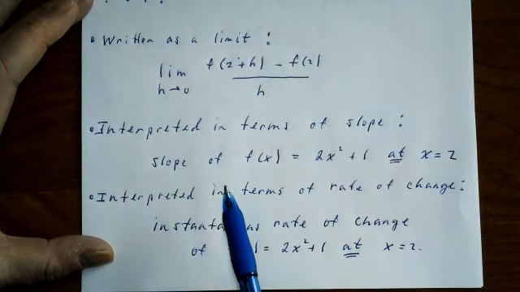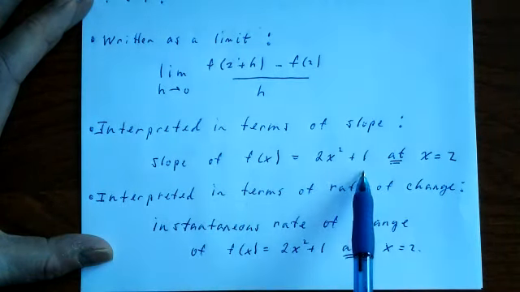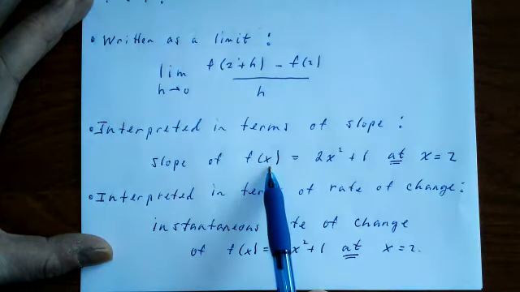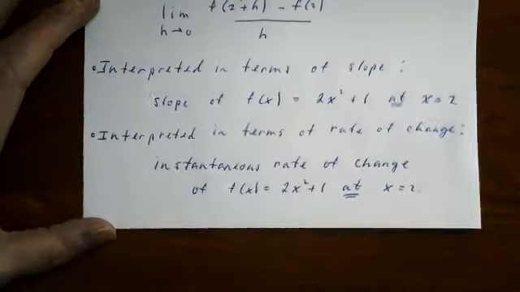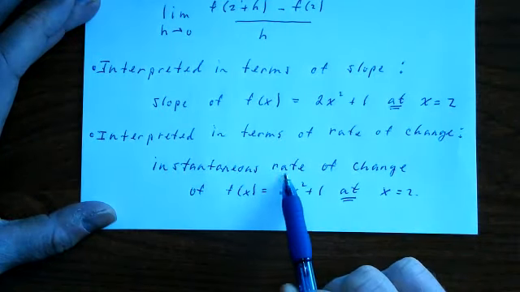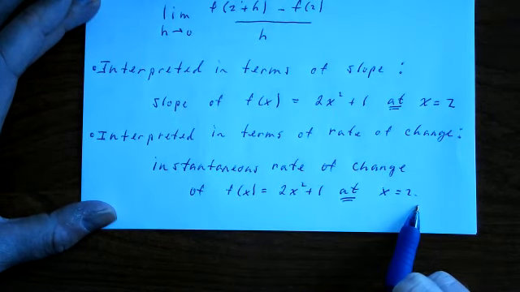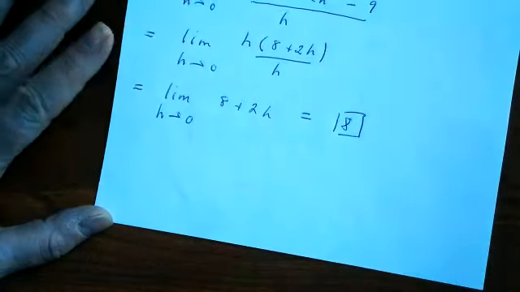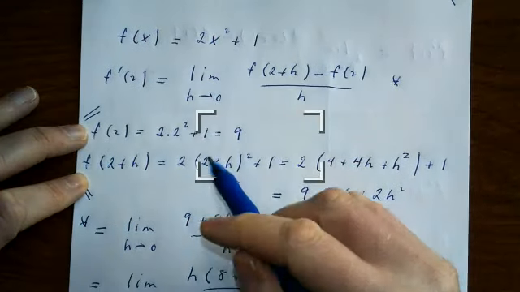It has an interpretation with regard to slope. It is the slope of the function 2x squared plus 1 at x equals 2. Or in other words, the slope of the tangent line, not secant line, at x equals 2. It is a rate of change. It is the instantaneous rate of change of the function at x equals 2. Now we can compute this quantity algebraically, just like we did for the last example, the distance displacement.